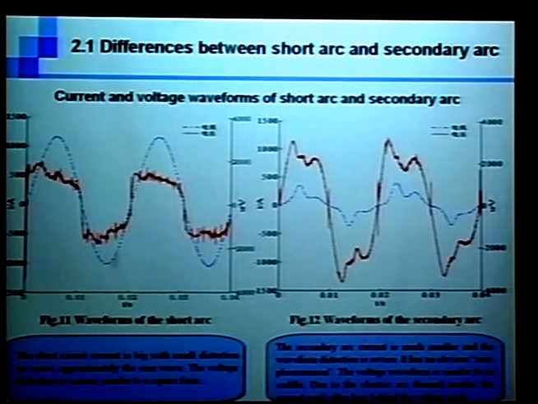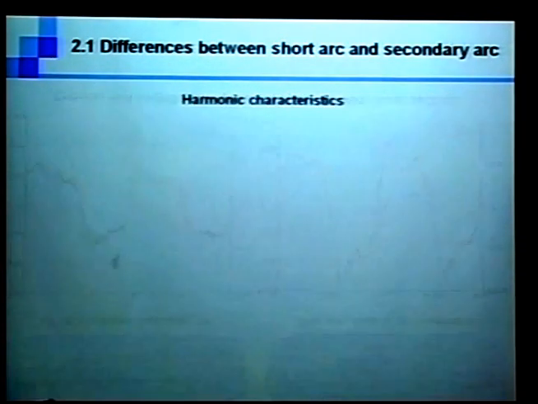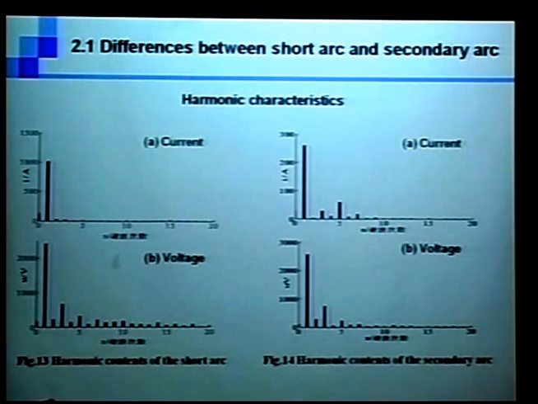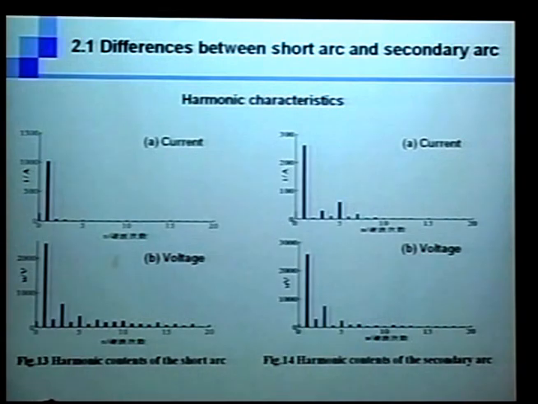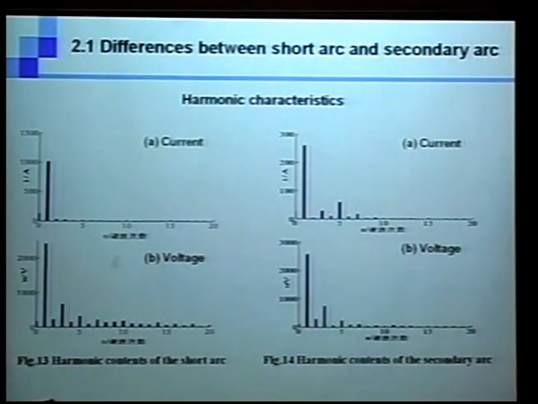The waveform shows slight changes. As for the voltage waveform, the second arc is similar to a saddle. And due to the electric arc thermal inertia, the current peak often lags behind the voltage peak for the second arc. These figures give the harmonic characteristics, just for your reference, and don't carry any emphasis.